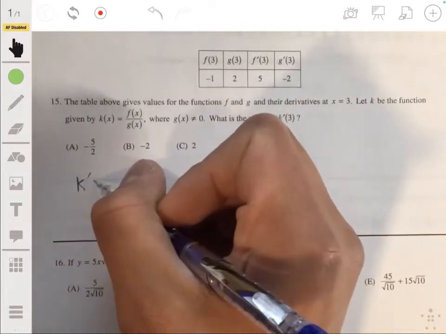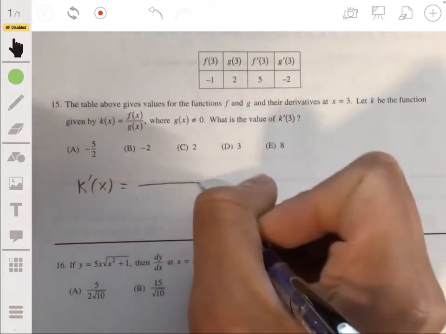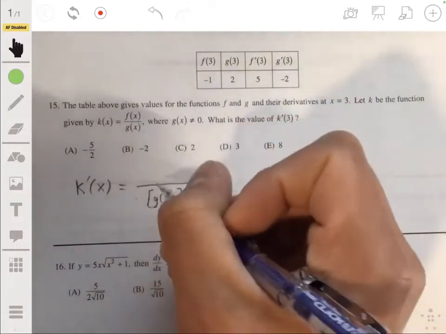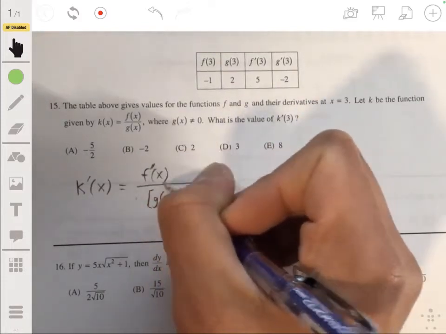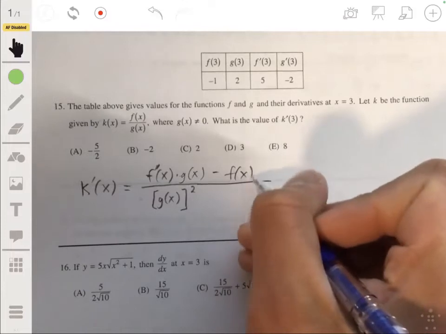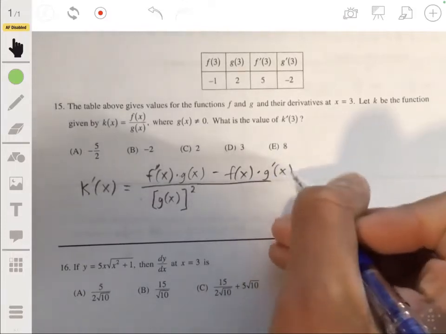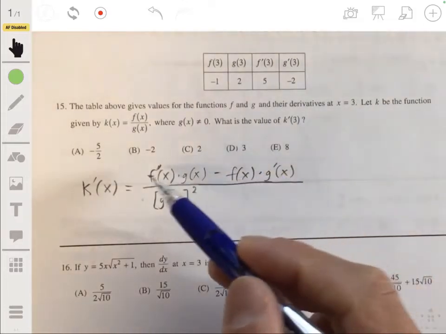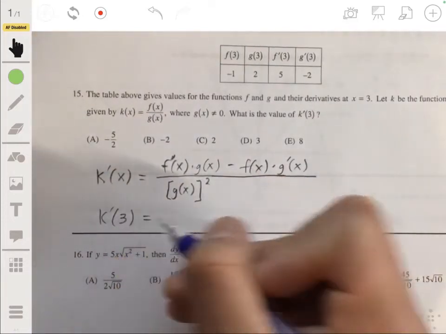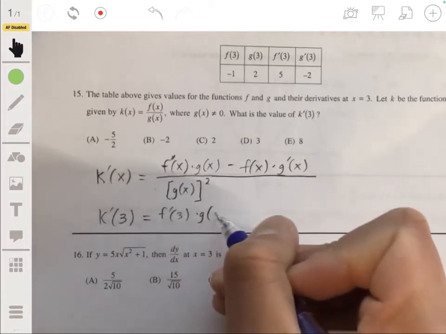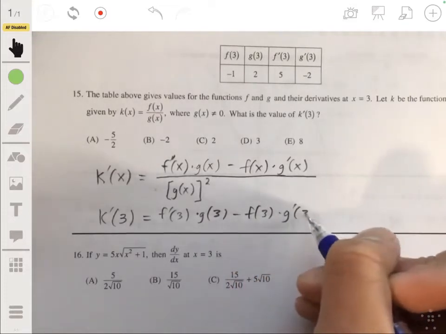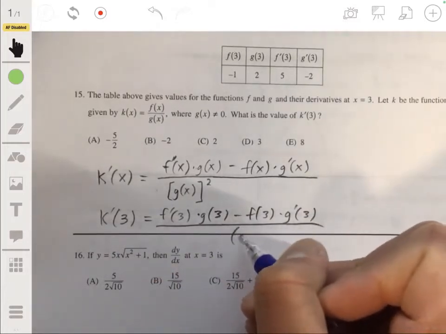So remember, the quotient rule to take the derivative of k says that we're going to square the bottom function, we're going to have g of x squared. Take the derivative of the top function, multiply by the bottom function, subtract the top function multiplied by the derivative of the bottom function. And so if we're trying to find k prime of 3, we just substitute 3 into all of these. So k prime of 3 is then f prime of 3 times g of 3 minus f of 3 times g prime of 3, all over g of 3 squared.